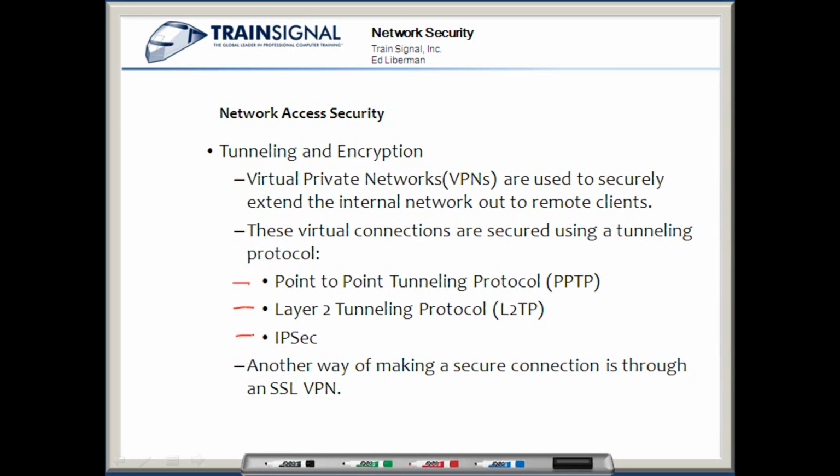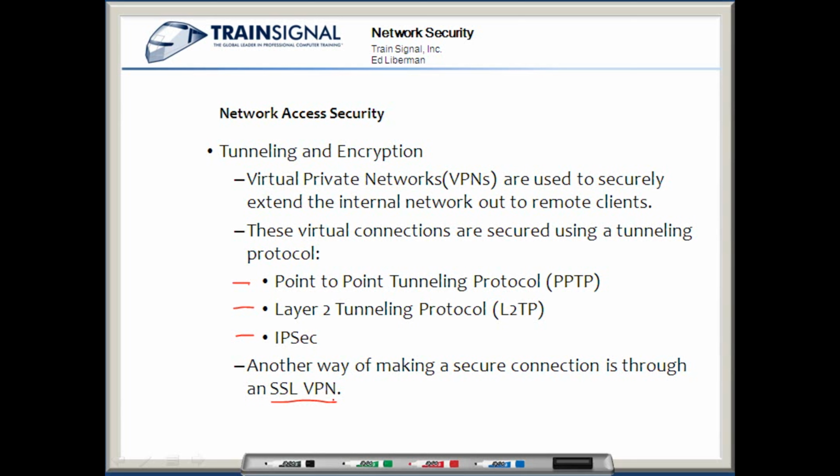Now, the one last thing that I'll tell you about VPNs is there is another way of creating a secure VPN, and it's through something called an SSL VPN. An SSL VPN is a special type of VPN where the user will make connectivity through their web browser. Okay, so basically we're going to use HTTP. It's almost like creating a VPN over HTTPS would be the best way to explain what SSL VPNs are.